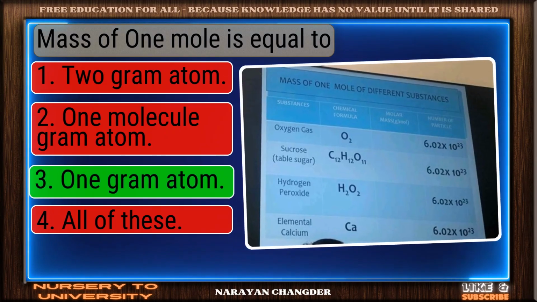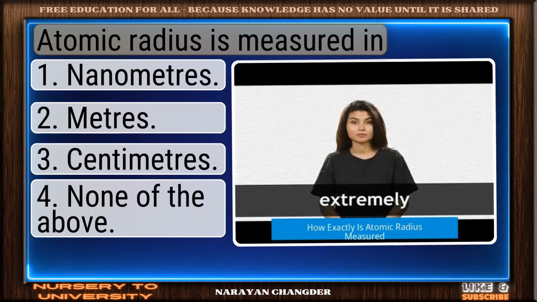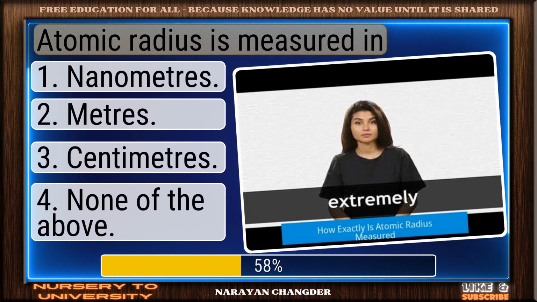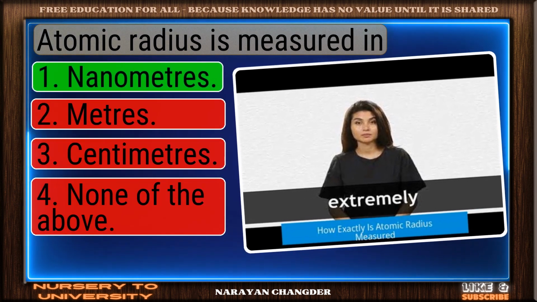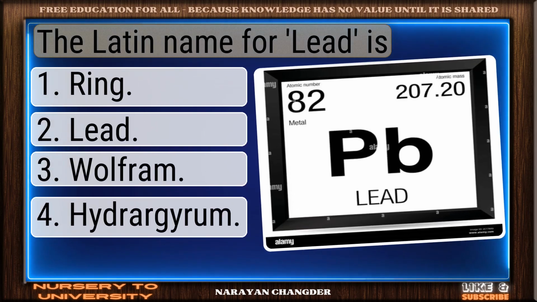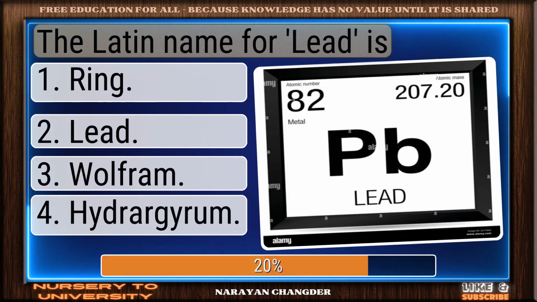Bravo. 1 gram atom is the answer. Question number 248. Atomic radius is measured in. Great job. Nanometers is the accurate answer. Question number 249. The Latin name for lead is.